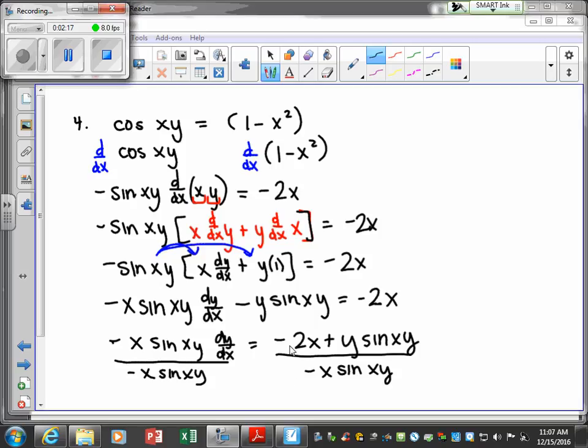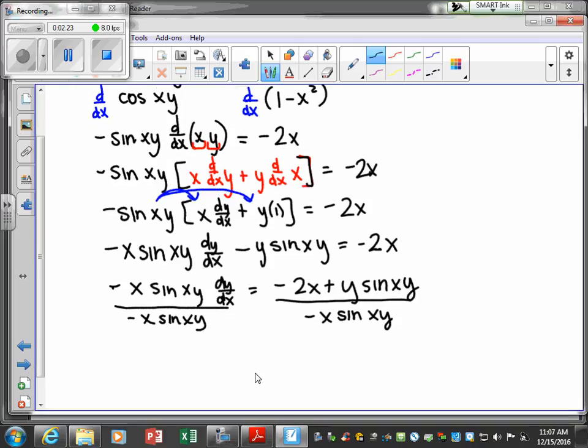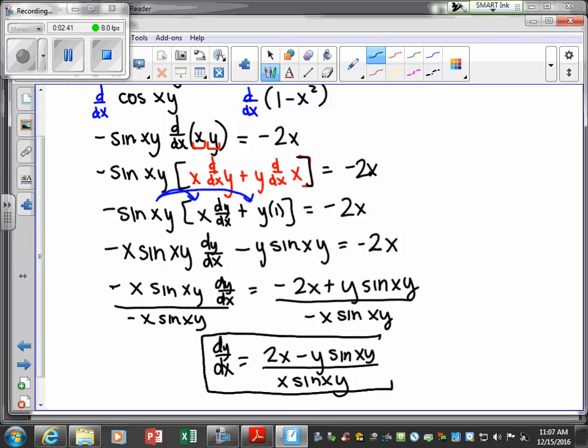And then if I wanted to change all the signs of this so I didn't have this negative down there, that would just give me, let me simplify this a little bit. So we'll get dy dx is equal to, change all the signs, so 2x minus y sine of xy over x sine of xy.